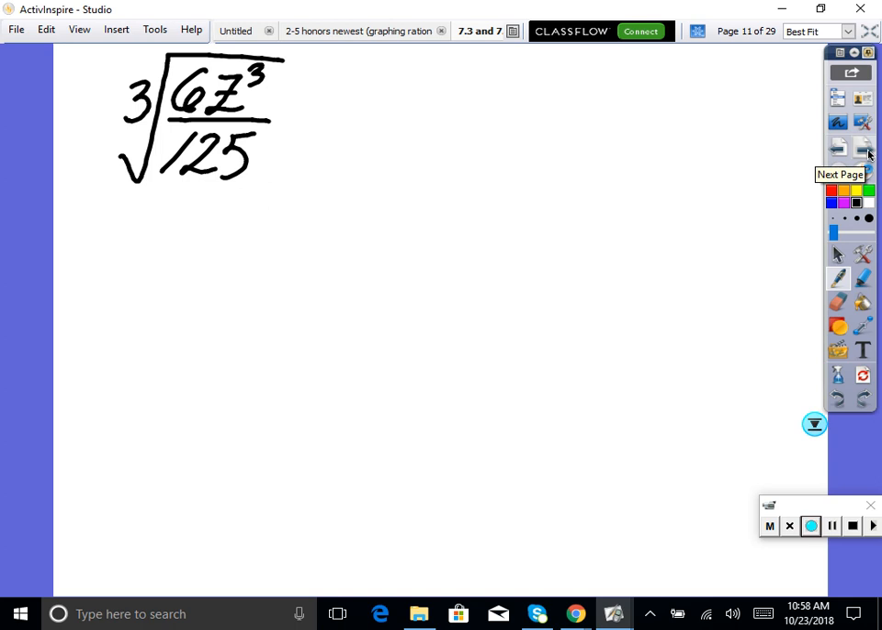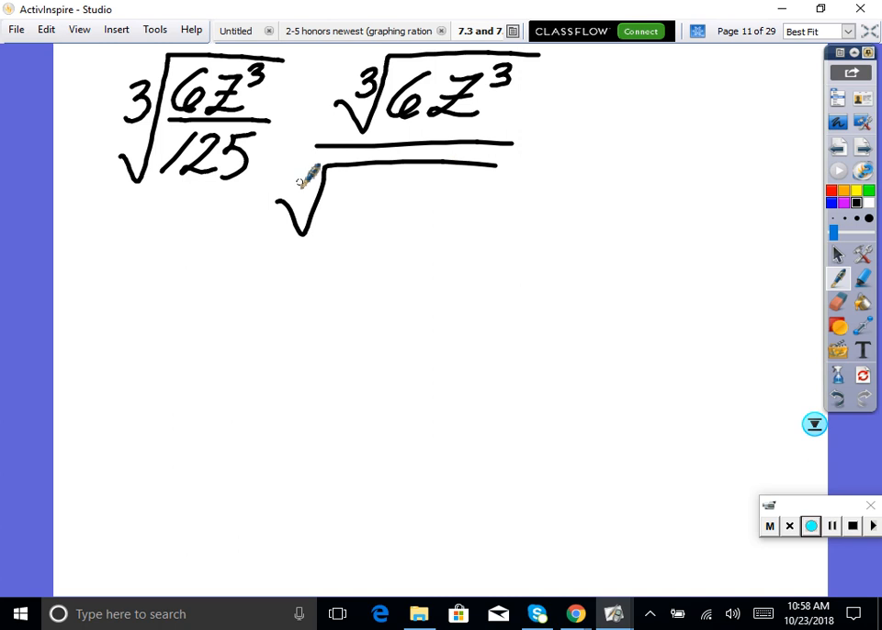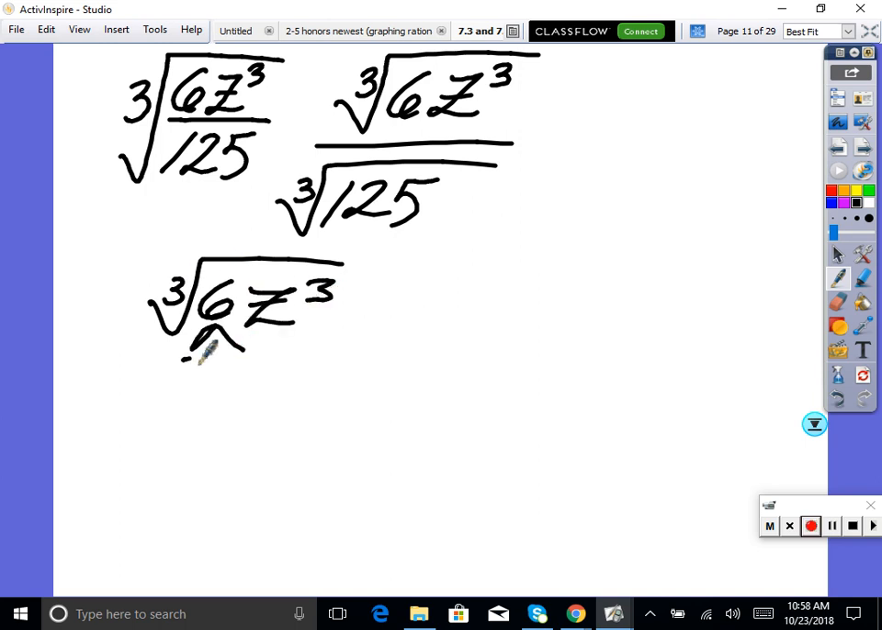So we have the cube root of 6z cubed over 125. Underneath the radical doesn't simplify, so we'd split it apart. We have the cube root of 6z cubed divided by the cube root of 125. So then simplify the top. The cube root of 6z cubed: 6 breaks down into 3 times 2. There's not any groups of 3.